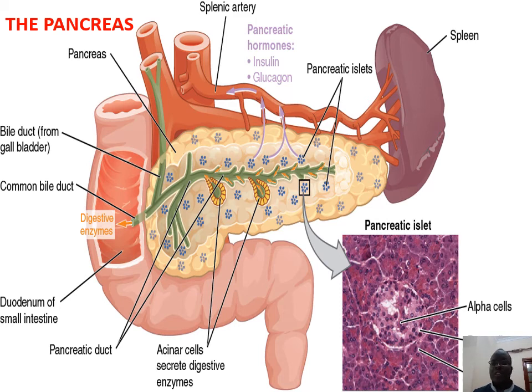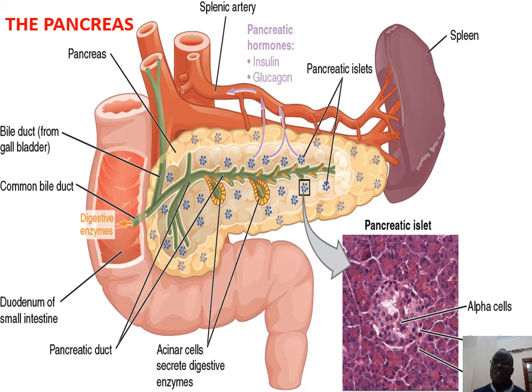Now I'm interested in the islets of Langerhans, where you have the endocrine cells, the glandular cells that are producing a number of hormones. So you have the alpha cells and the beta cells. The beta cells are the ones that are producing insulin. The alpha cells are producing glucagon. The beta cells that are producing insulin are also producing amylin.